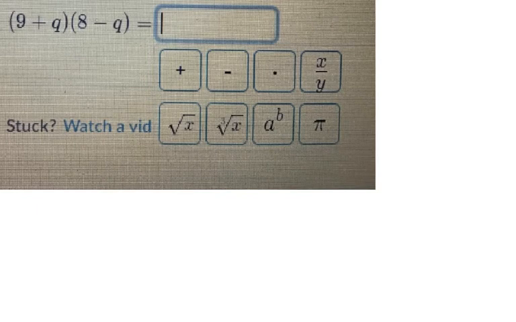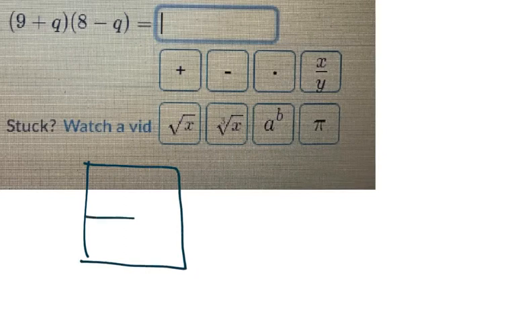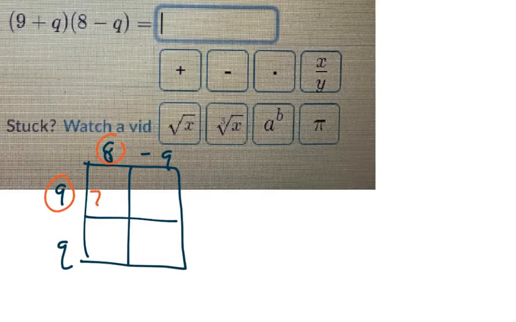And I'll go ahead and make this the last one because I'm sure you can finish up from there. Don't want my video to go too long, right? So I'm going to make my box. And I'm going to do 9 plus q here, 8 minus q across the top. Here we go. 8 times 9 is 72.